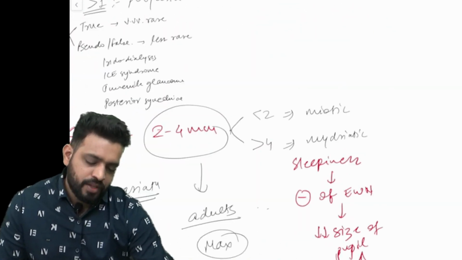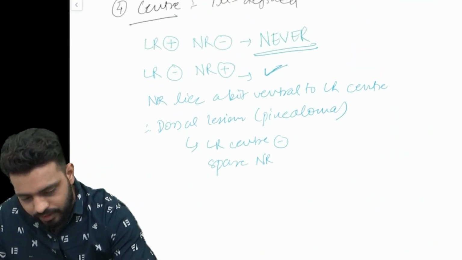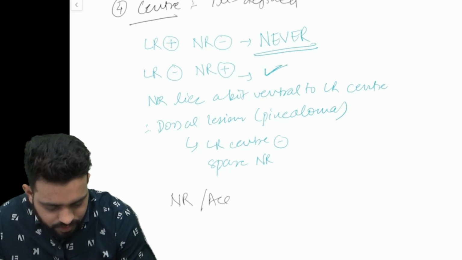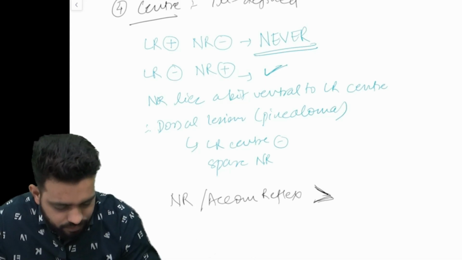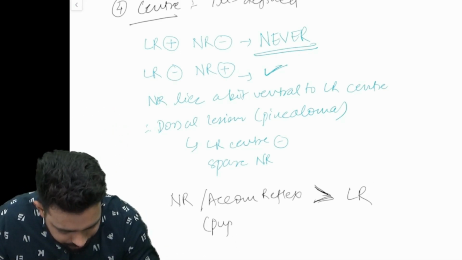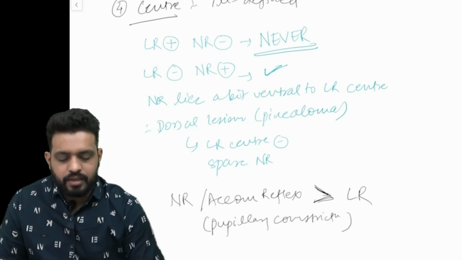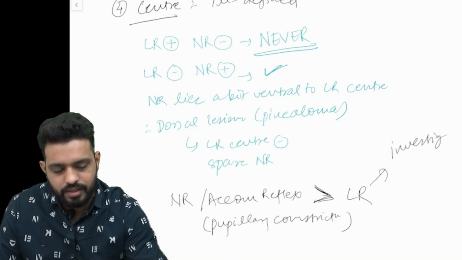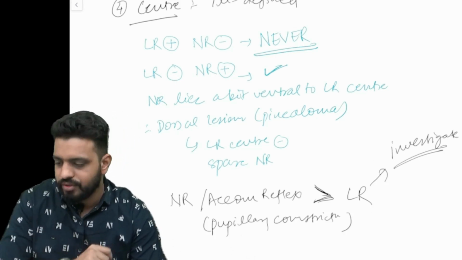Why is it important? Because clinically you might not be able to see such clear demarcation, but if you do make out that near reflex or accommodation reflex is greater than light reflex, what do we talk about here? Pupillary constriction. So you watch the pupillary constriction. If it is more in near or accommodation reflex than light reflex, investigate the case. There's something wrong. This is a catch point. There's something wrong in the CNS, the central nervous system.